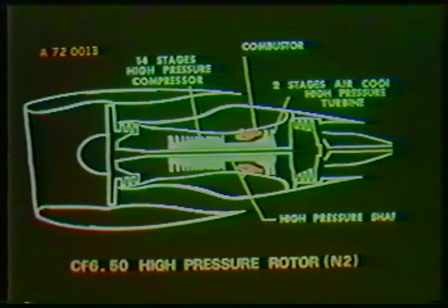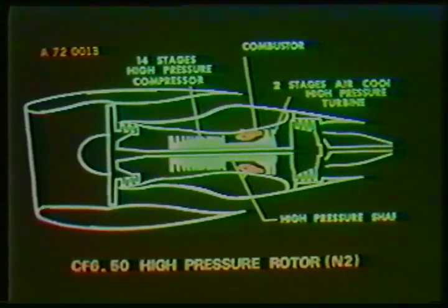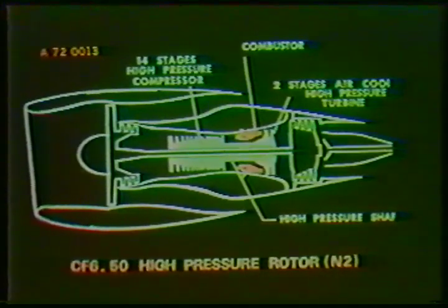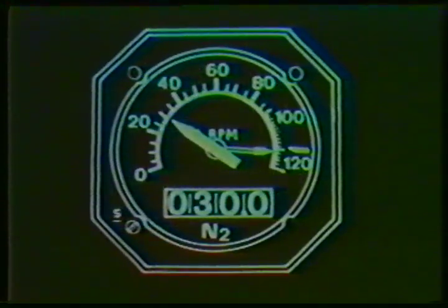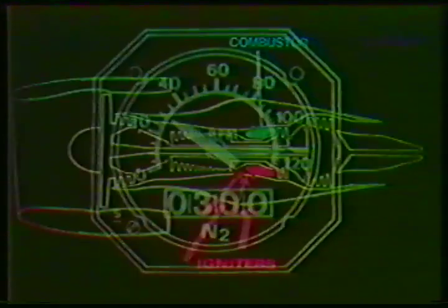The high-pressure rotor is comprised of 14 stages. This compressor is driven by a 2-stage high-pressure turbine. The high-pressure compressor rotor speed is monitored on the N2 indicator. The combustion chamber is an annular type and is fitted with 2 independent high-energy igniters and 30 fuel nozzles. An accessory gearbox is installed on the lower part of the fan shroud. It is driven by N2.